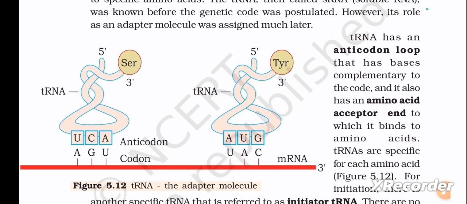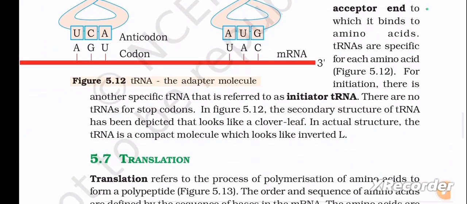That has bases complementary to the code, and it also has an amino acid acceptor end to which it binds amino acids. tRNA are specific for each amino acid, figure 5.12. For initiation, there is another specific tRNA that is referred to as initiator tRNA. There are no tRNA for stop codons.